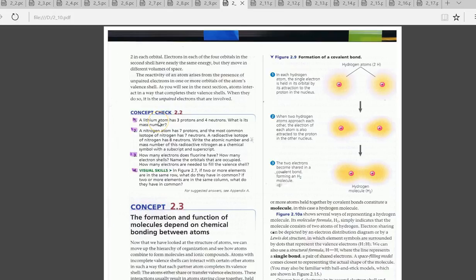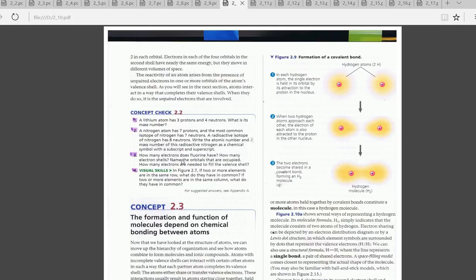Oh, here. A lithium atom contains 3 protons and 4 neutrons. What's its mass number? So go back to that formula and do it up. A nitrogen has 7 protons, and the most common isotope of nitrogen has 7 neutrons. A radioactive isotope of nitrogen has 8 neutrons. Write the atomic number and the mass number of this radioactive nitrogen as a chemical symbol with subscript and superscript. So just how you saw them done in the book before, where it's got that top number and the bottom number, that's what they're looking for.